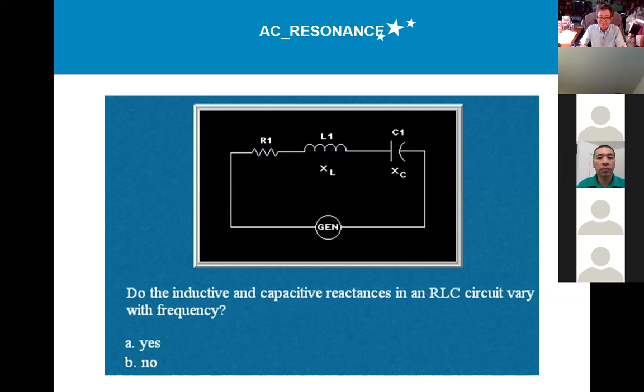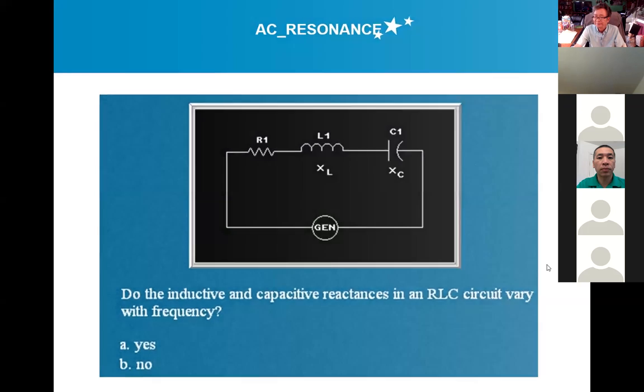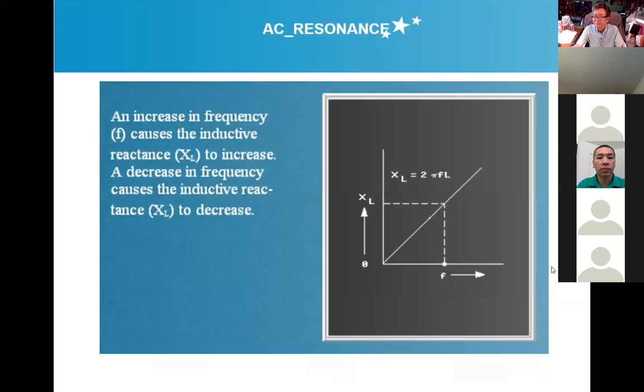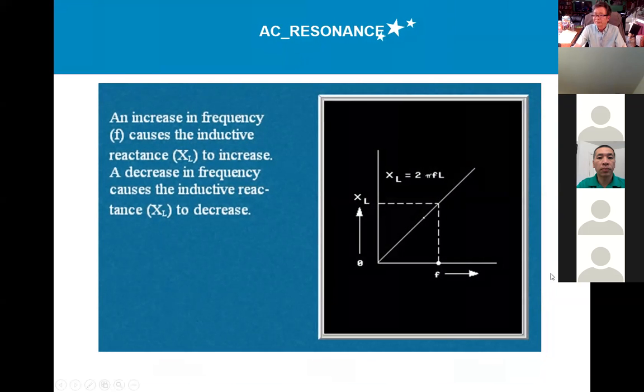Yes, absolutely. The thing is, XC equals 1 over 2 pi F C, and XL equals 2 pi F L. Both depend on the frequency. Okay, so basically that's what they are trying to explain to you.